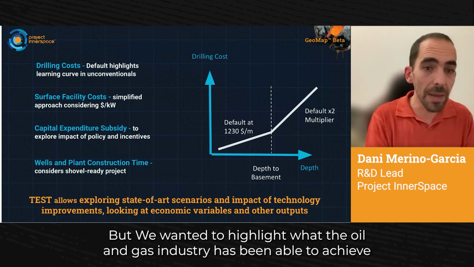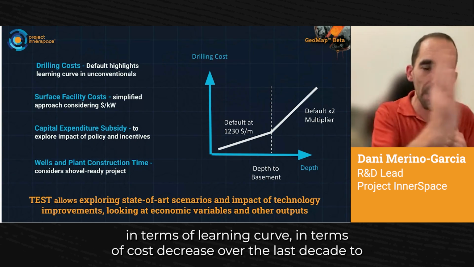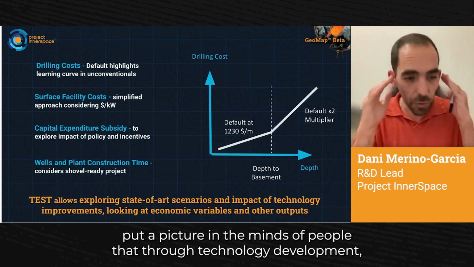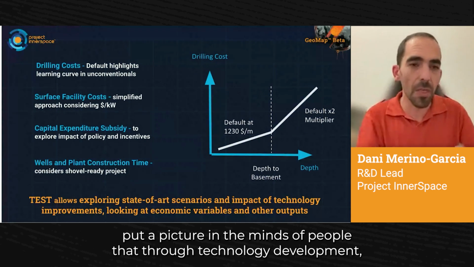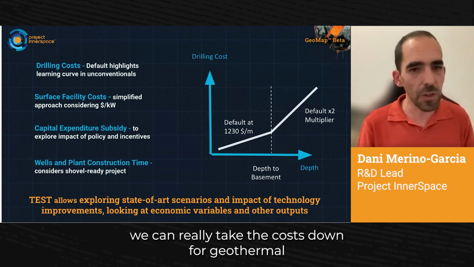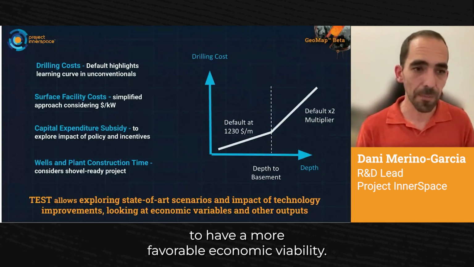But we wanted to highlight what the oil and gas industry has been able to achieve in terms of learning curve, in terms of cost decrease over the last decade, to put a picture in the minds of people that through technology developments, we can really take the costs down for geothermal to have, let's say, more favorable economic viabilities.